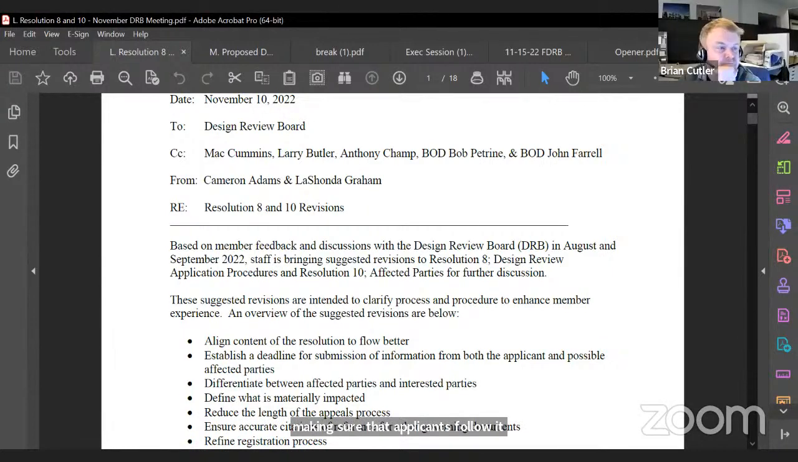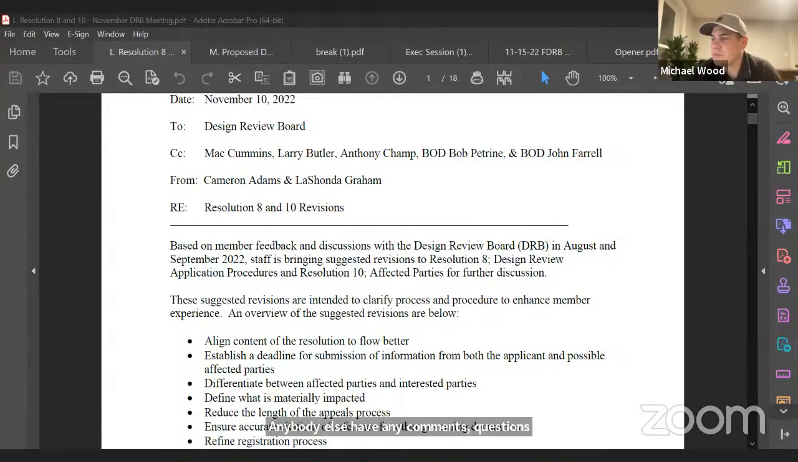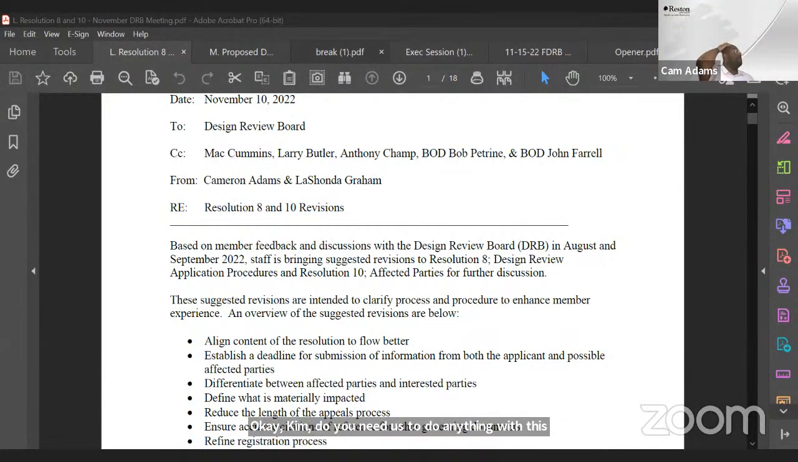Anybody else have any comments, questions? Okay, Cam, do you need us to do anything with this? Nope, it's actually going to come back in January based on some of the comments that we had, just to clarify those things. Thanks, Elena and Brian and everyone else who sent me things ahead of the meeting. We'll do that and we'll bring it back for January approval to move forward to the February Board Operations Committee for their input and following the process.